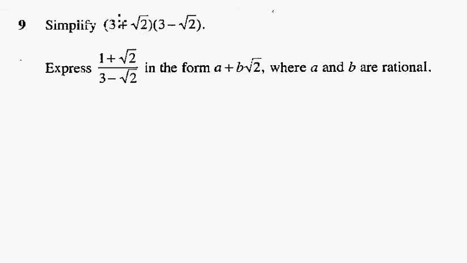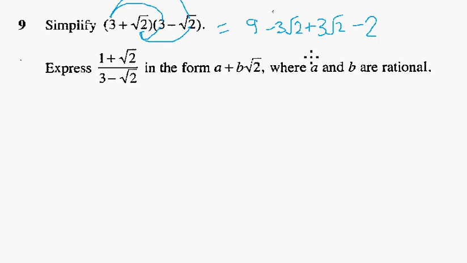If we take this first part of the question and expand it, using whichever method you want, first outside, inside, last, or whatever, you've got 3 times 3, you've got 3 times minus root 2, you've got root 2 times 3, and you've got root 2 times minus root 2, and you have to add all those together. What you get is 3 times 3 is 9, 3 times minus root 2 is minus 3 root 2, root 2 times 3 is plus 3 root 2, and root 2 times minus root 2 is, well, root 2 times root 2 would be 2, so root 2 times minus root 2 is going to be minus 2.